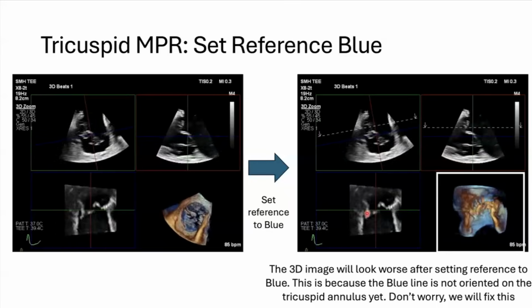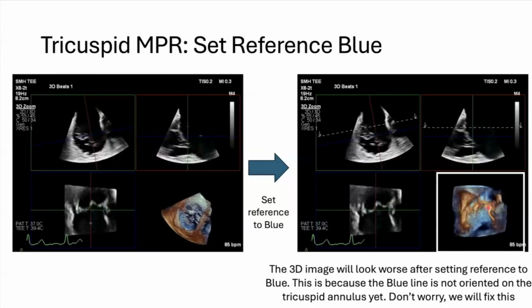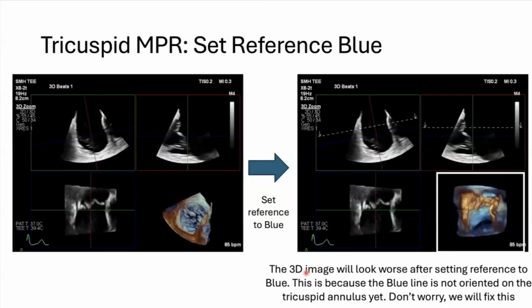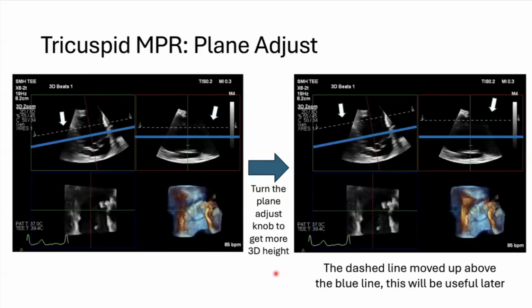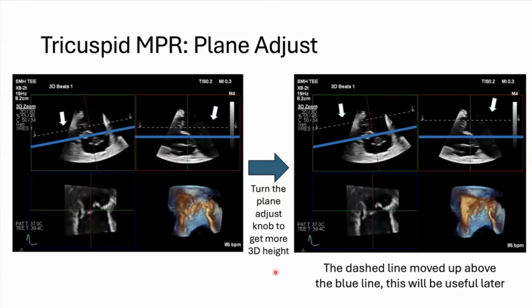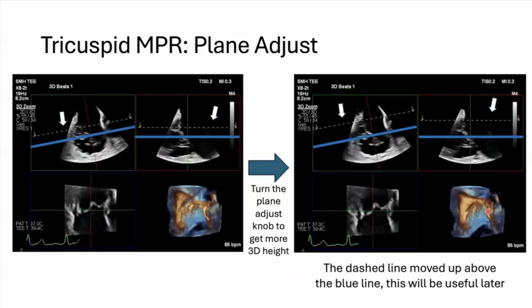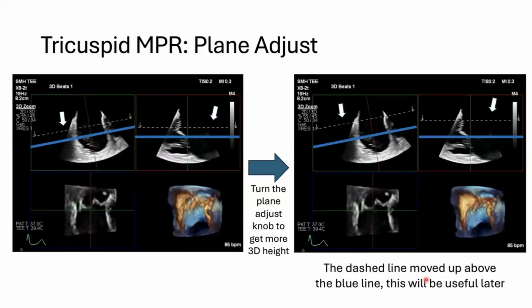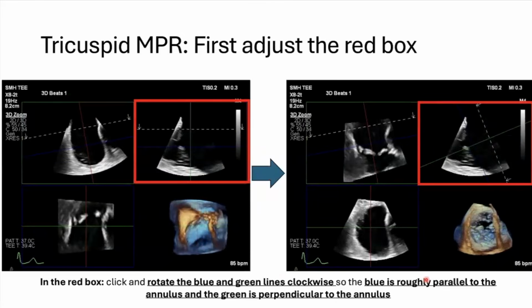And that's because we need to fix this blue plane. It's created this 3D image from this blue box that we need to fix. So again, I usually plane adjust just a little bit to give me a little bit more room in the atrium. Didn't really do much to fix this valve. I usually start with the red box here.